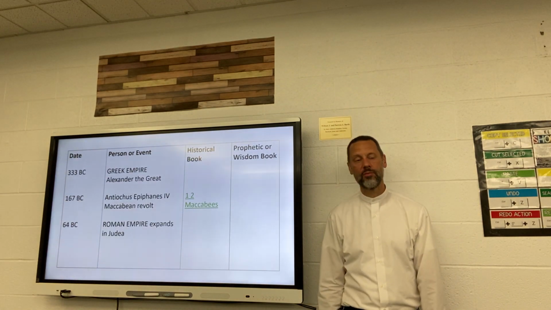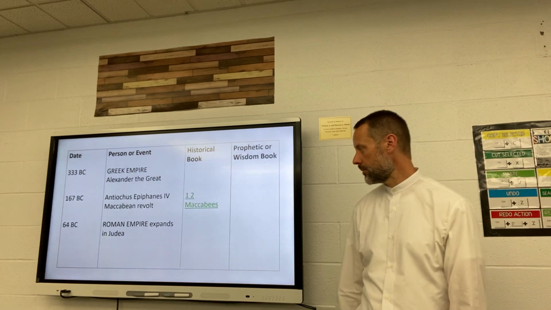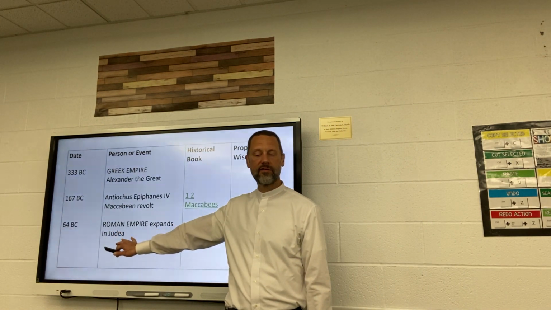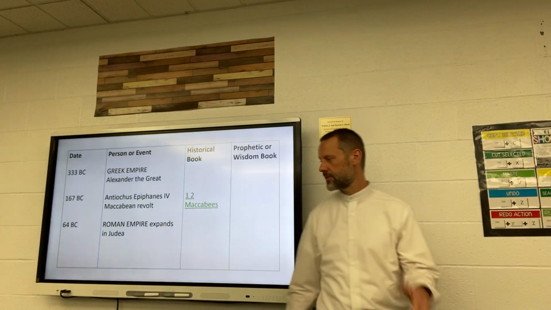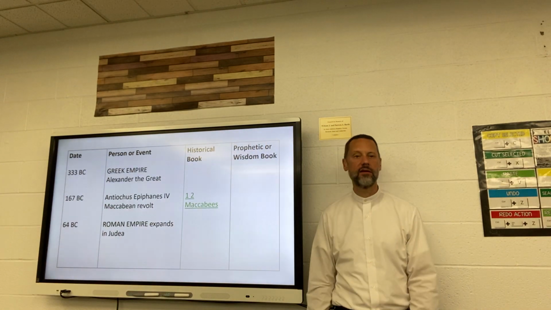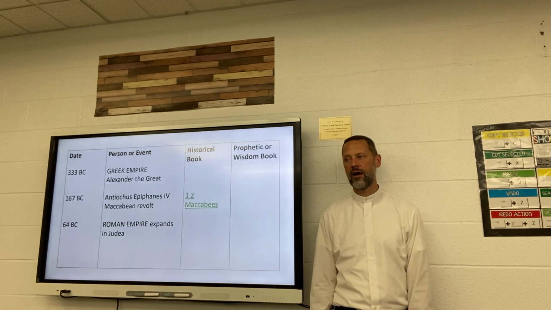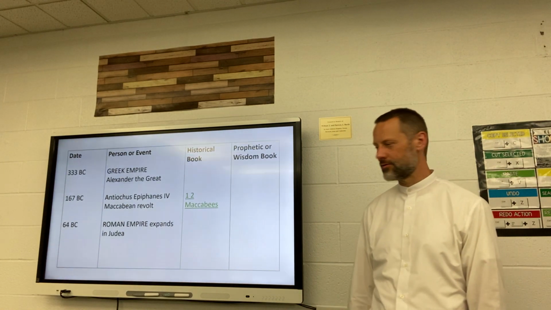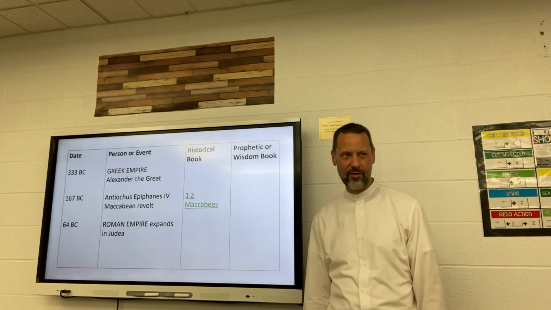Then by 64 BC, we now get to the point where the Roman Empire, now the Roman Empire existed before 64 BC, but as far as the Holy Land is concerned, by approximately 64 BC, this would have been when the Roman Empire was now exerting influence in Judea. And now it sounds like we're getting a lot closer to 1 AD or thereabouts.